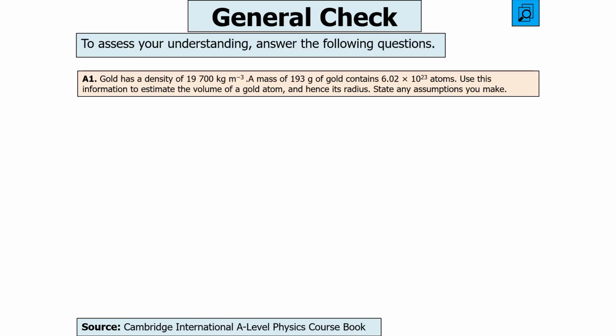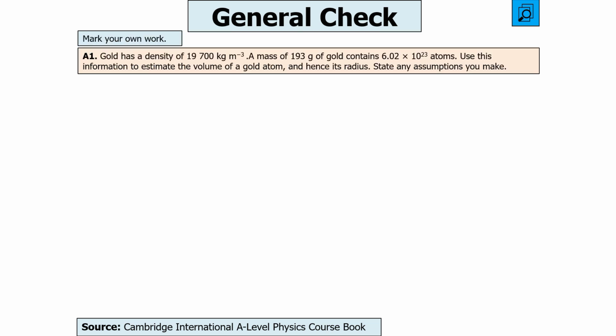The next question says gold has a density of 19,700 kilograms per meter cubed. A mass of 193 grams of gold contains 6.02 times 10 to the 23 atoms. Use this information to estimate the volume of a gold atom and hence its radius, and state any assumptions that you make. So pause the video now, then unpause the video when you want to go through your answer.